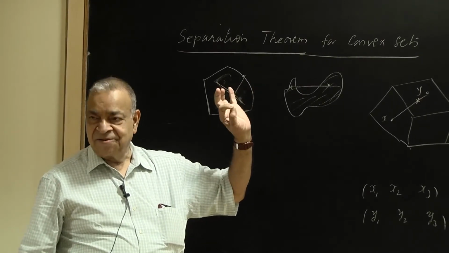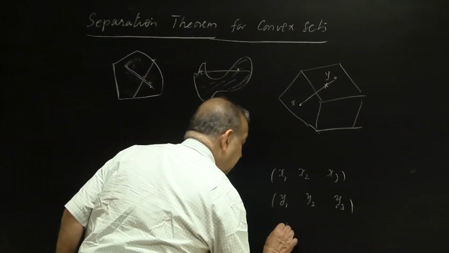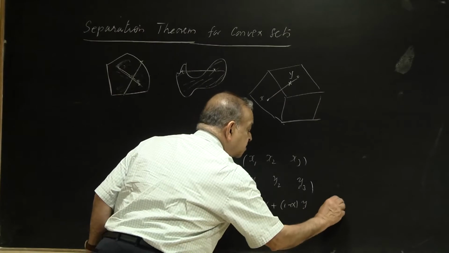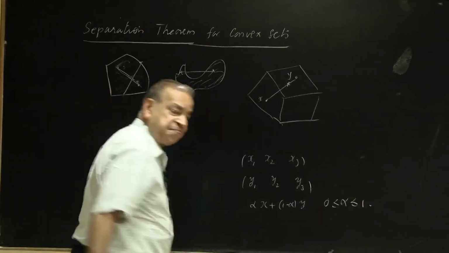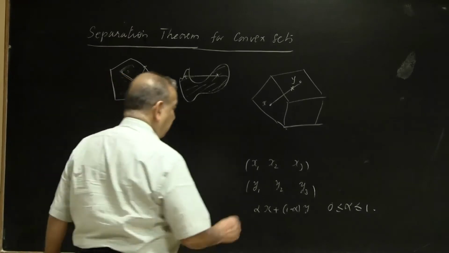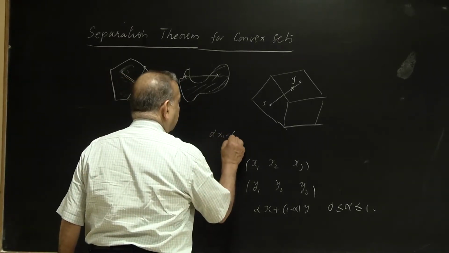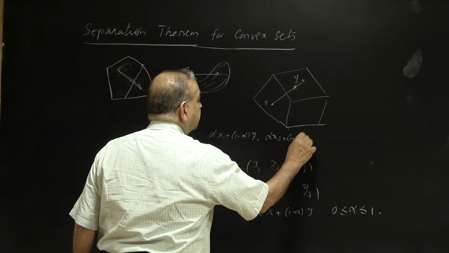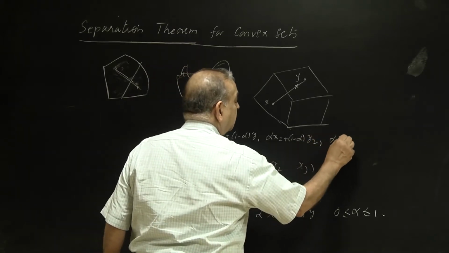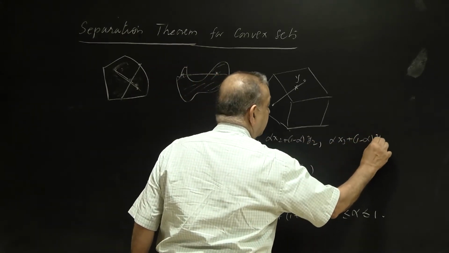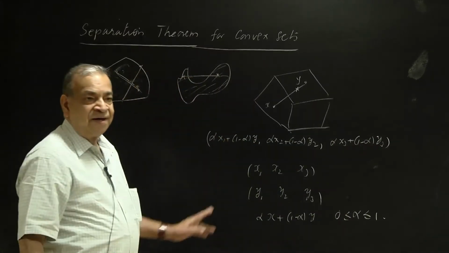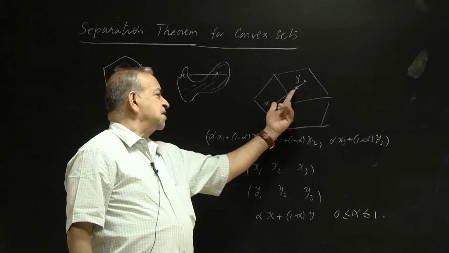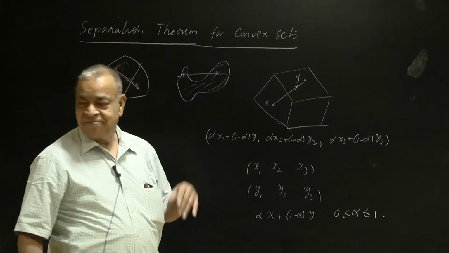can be written as alpha times x plus 1 minus alpha times y, where 0 is less than or equal to alpha, which is less than or equal to 1. So it will have coordinates alpha x1 plus 1 minus alpha y1, alpha x2 plus 1 minus alpha y2, alpha x3 plus 1 minus alpha y3. Any point on this joining segment is of this type. Agreed?